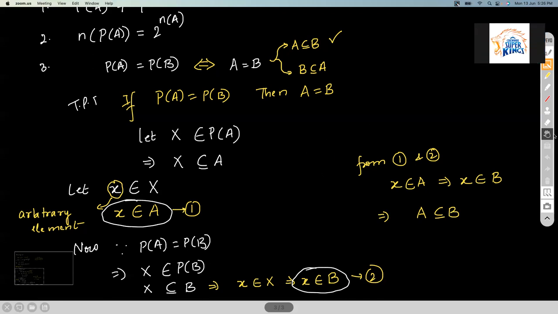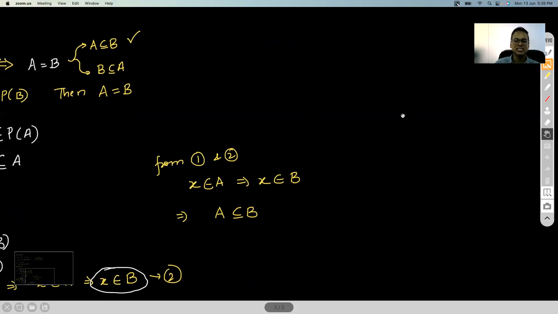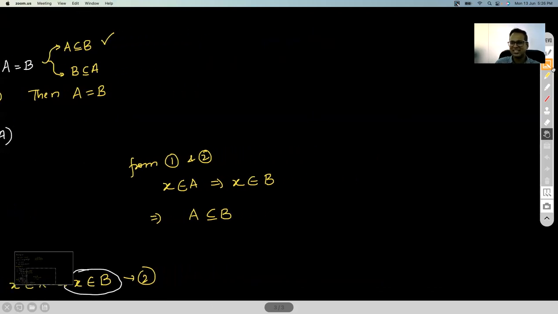Okay. Yes, sir. Now, how do I prove the other way around? B is a subset of A. Now, see, again, you will have a similar proof. You'll say, let there be an element of power set of B.